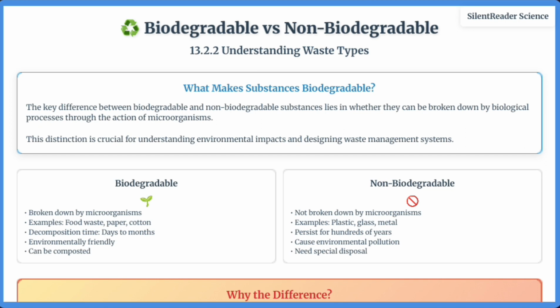Why this difference? It comes down to enzyme specificity. Enzymes are specific, they only break down certain substances. Natural materials have evolved along with decomposers, so microorganisms have enzymes to break them down. Synthetic materials are new to nature, and no enzymes exist to break them down efficiently. That's why we can digest natural foods but cannot digest something like coal or plastic. We lack the necessary enzymes.